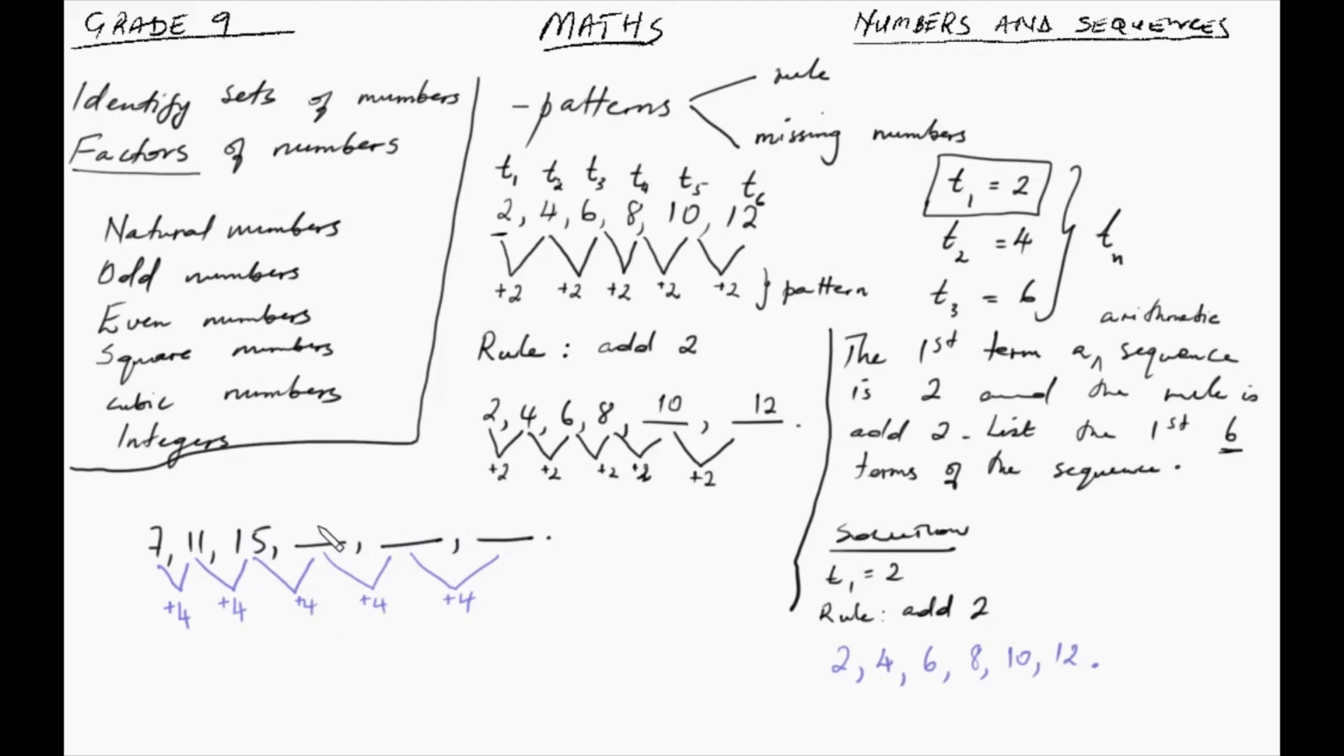So 15 add 4 is 19. 19 plus 4 is 23. 23 plus 4 is 27. That's how you can find the missing terms. That is basically how you can find the missing terms here. All right, take care.